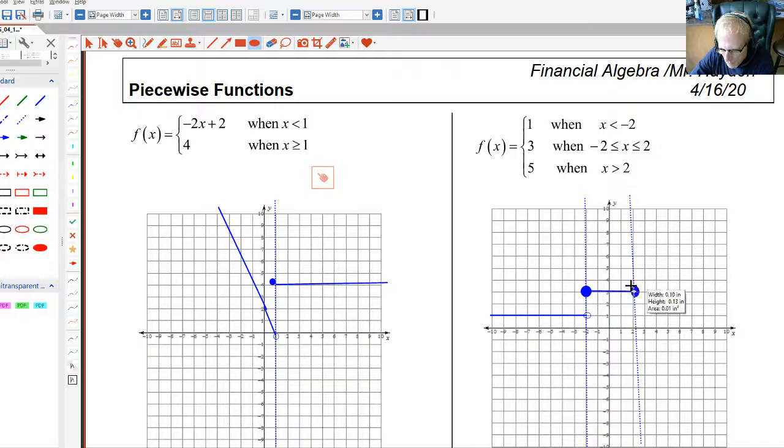All right, and then lastly, y equals 5 when x is greater than 2. So I'm going to go across here like that, and it's going to be an empty circle.